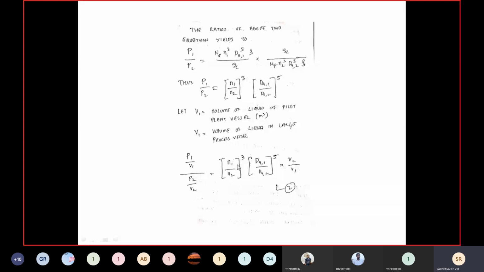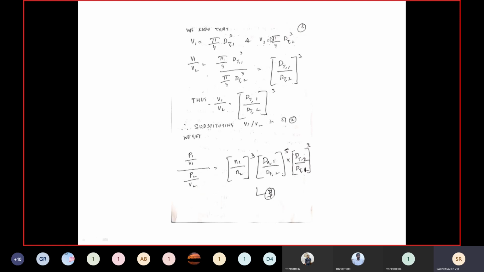Okay. So now I will try to process the right hand side, not this side. This side keep the same thing. But here what is V1, sir? V1 is the volume of the liquid in the pilot plant vessel. So how do you know this? What is the volume, sir? That is again the formula pi by 4 dT whole square into H for the pilot plant vessel. And what is V2, sir? V2 is for the large process vessel. So again I brought these two values and substituted them. And after that you get the final equation, P1 by V1 divided by P2 by V2 is equal to N1 by N2 cubed, dA1 by dA2 to the power of 5, dT2 by dT1 squared. This is the equation which we are supposed to derive to do the problem.